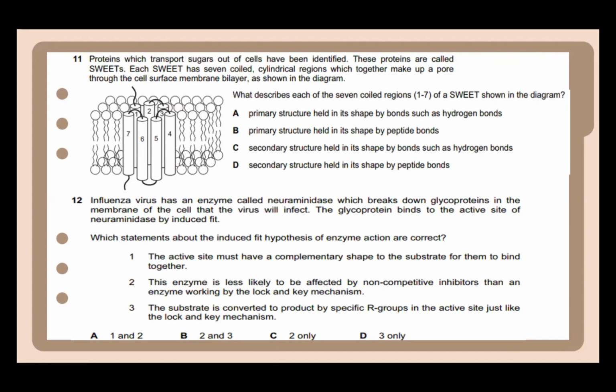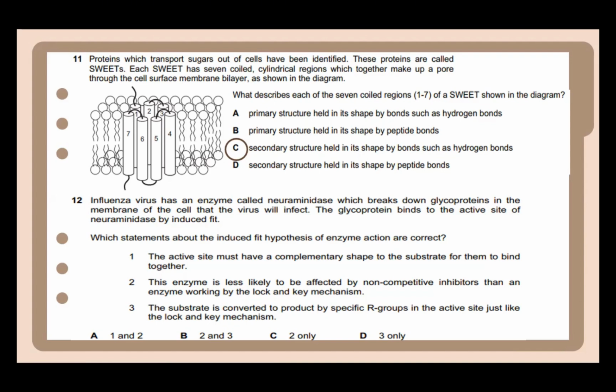Proteins which transport sugar out of cells have been identified. These proteins are called SWEET. Each SWEET has 7 coiled cylindrical regions which together make up a pore through the cell surface membrane bilayer, as shown in the diagram. What describes each of the 7 coiled regions, 1 to 7, of a SWEET shown in the diagram? The answer is secondary structure held in its shape by bonds such as hydrogen bonds.